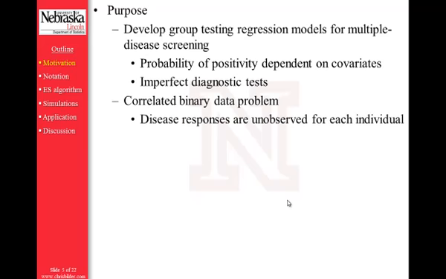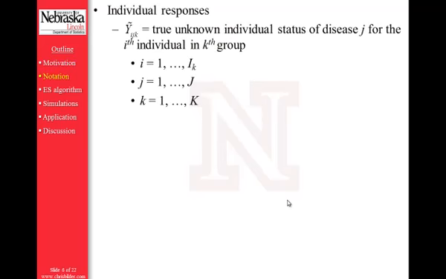What this ends up being then is actually just a correlated binary data problem. But the unique aspect of it is this: if I just observe the group responses themselves, the actual individual responses, whether or not an individual is positive or negative for a disease, that's unknown. So what we have here is a set of unobserved, correlated binary random variables that we are interested in working with.